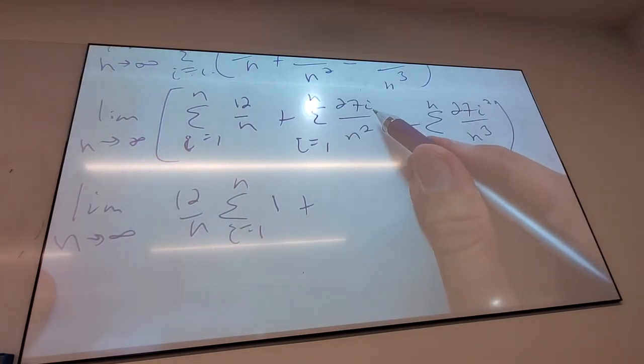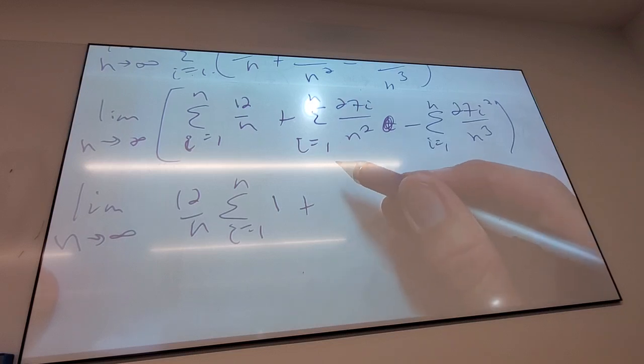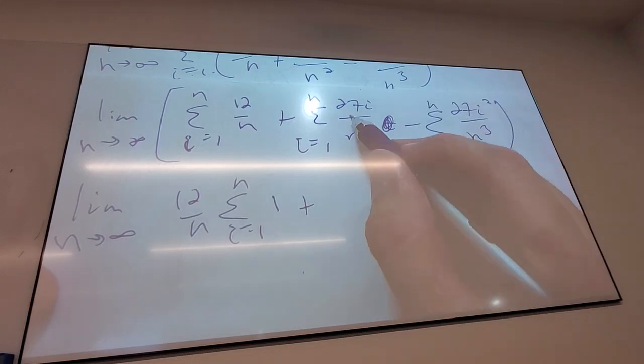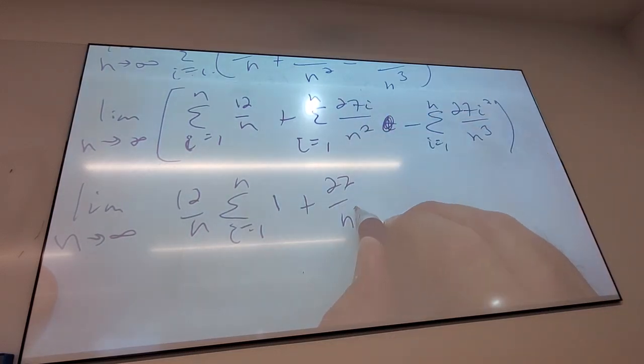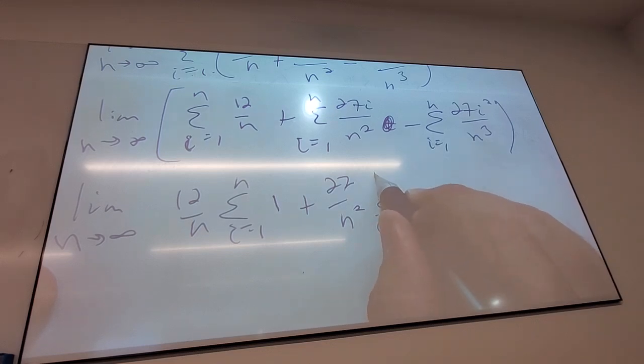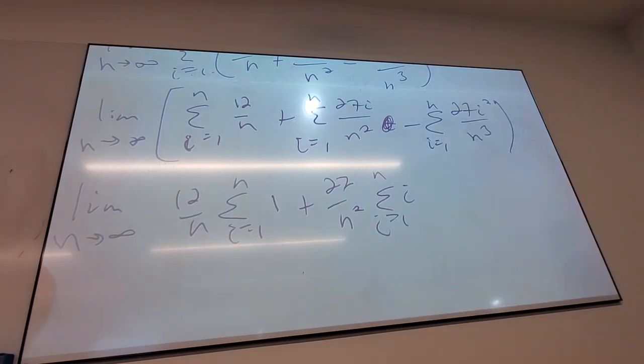I is the only piece I can't take out, because I isn't always I. It's 1 and then it's 2 and then it's 3. So I can take out 27 over N squared and I have I. Of course, same thing here. What's the only thing I can't take out? I squared. So I can take out a 27 over N cubed.